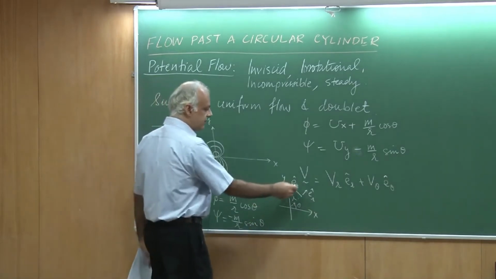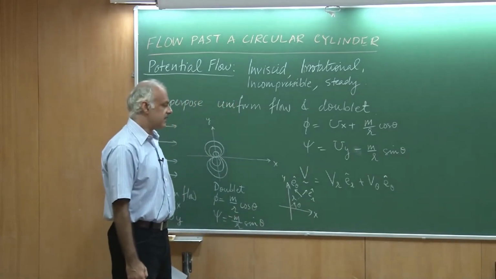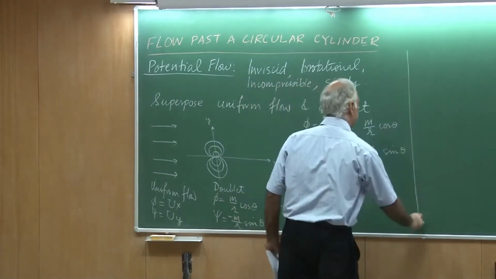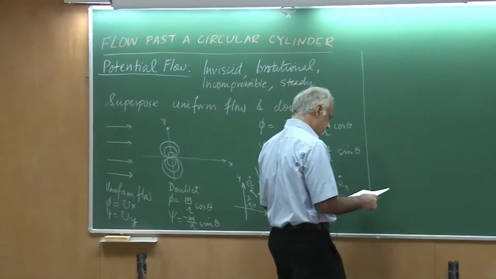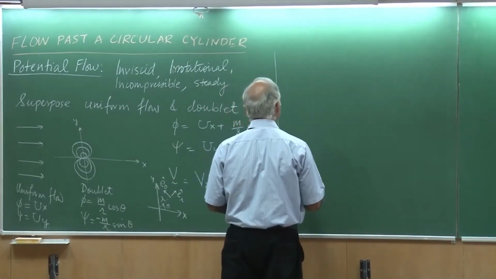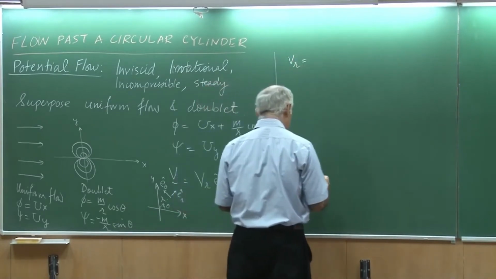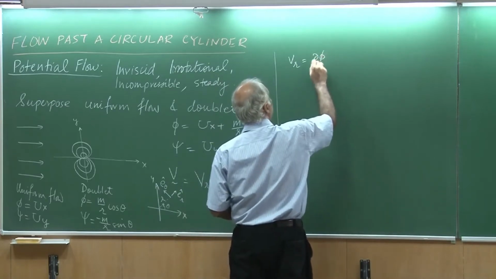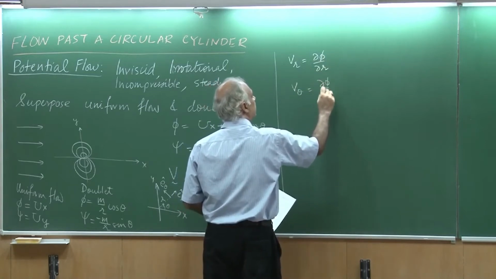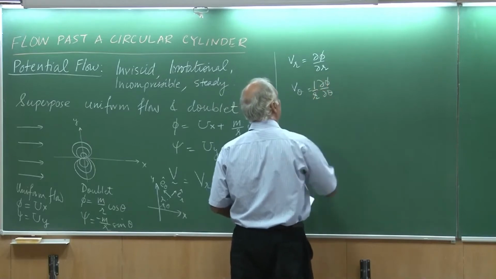So, I could get a velocity vector in the polar coordinates, or I could also get them in the Cartesian coordinates as Vx and Vy. Okay. Now, what I will do is I will try to estimate the phi, for example, and then get the velocity components from that. So, Vr, for example, is given as del phi by del r, and V theta is given as del phi by del theta with, of course, a 1 by r in it.